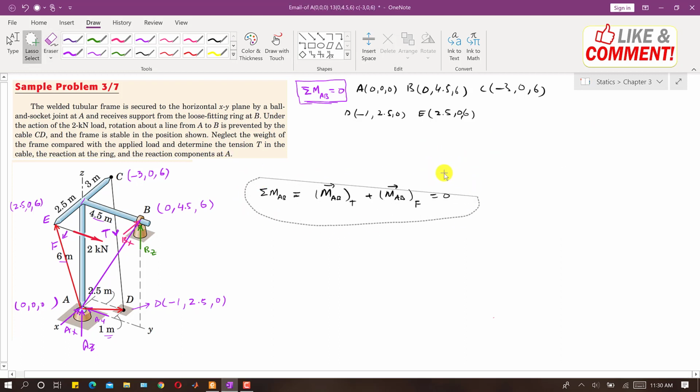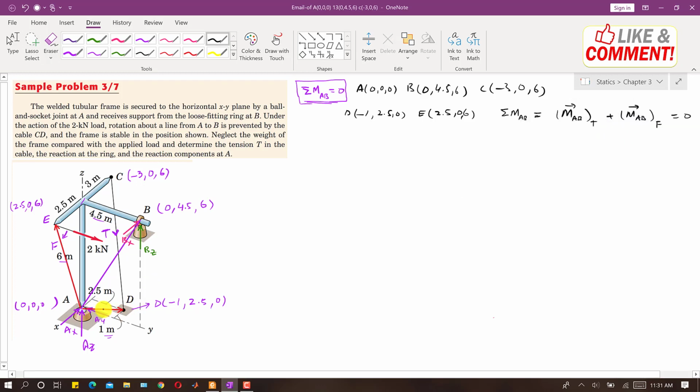I will put this aside. This is our main condition, so I will put it here. Let's see. I will find this moment arm, RAD. So this RAD is the moment arm for this tension in the cable. We have the coordinates of point D and the coordinates of A, so we can write this RAD vector directly in terms of these coordinates. So this will be minus I plus 2.5 J plus 0 K. So this is that RAD vector.